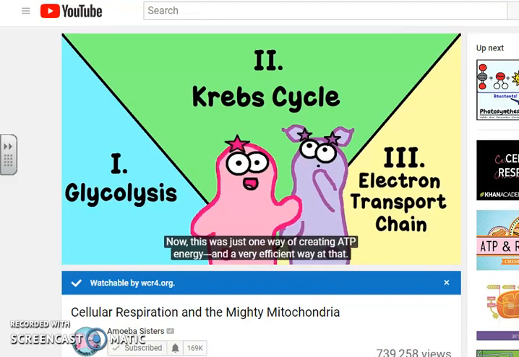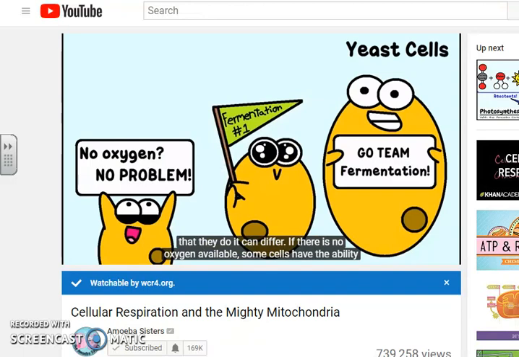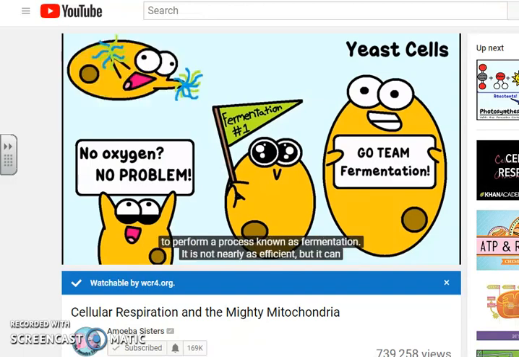Now, this was just one way of creating ATP energy, a very efficient way at that. But like we had said at the beginning, all cells have to make ATP energy. The way they do it, though, can differ. If there is no oxygen available, some cells have the ability to perform a process known as fermentation.